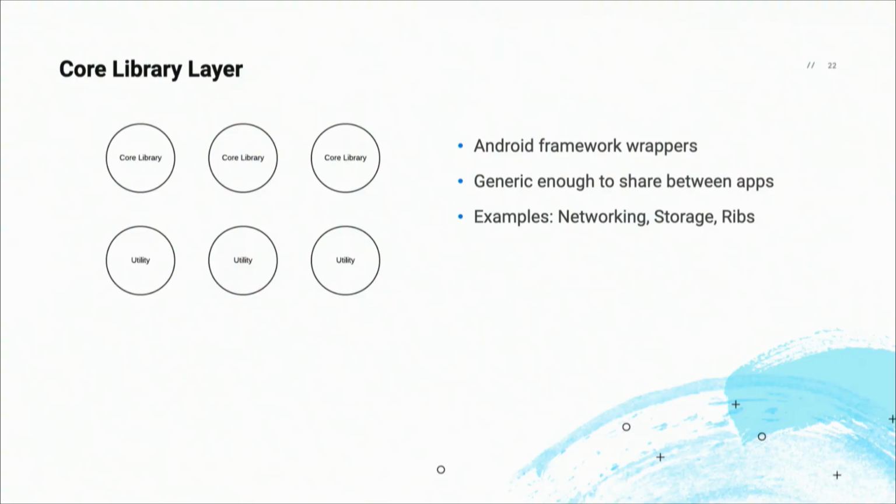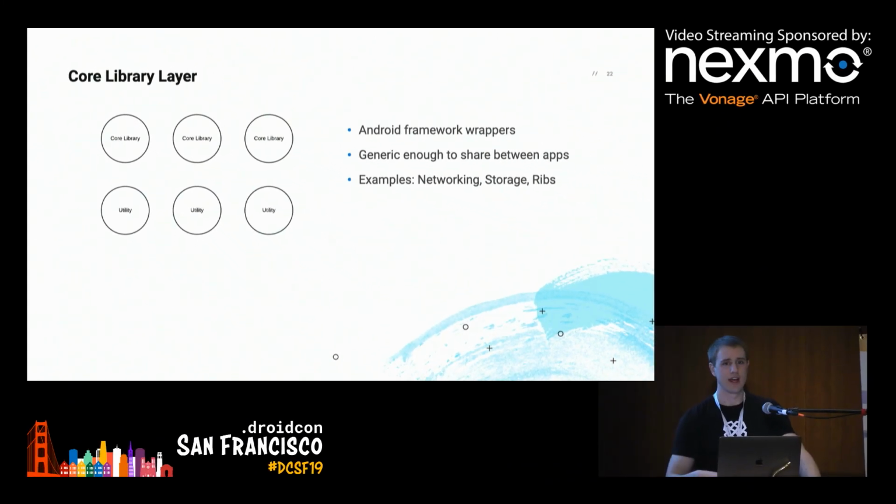Below that is the core library layer, and this is wrappers around the Android framework. So if you don't like the default shared preferences and you want to add a reactive layer, this is where you'd put that. Our networking layer, we do some wrappers around that add convenience functions for adding Stetho and RX. And then there's also storage, and our ribs library is here. These are the ones that are really generic and can be shared across all sorts of products and all sorts of applications that you're building.